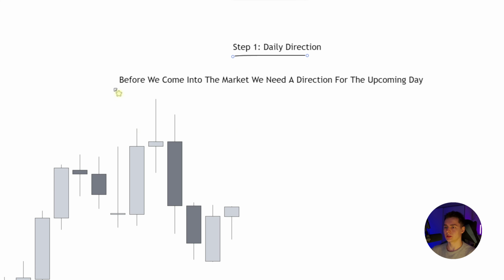Identify the daily direction. Before we come into the market, we need a direction for the upcoming day. Because if you're not doing this step, then you're basically trading blindly and you don't really know where the chart is going to go for that day. Remember, we are day traders and not swing traders.